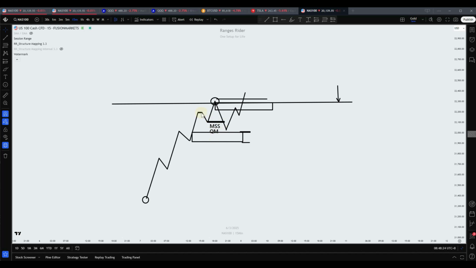And once the price took the liquidity, that liquidity point for us is a QM rather than a market structure shift. But like I said, for a lot of people, this is the market structure shift and they are looking to sell here, but we are looking to buy here, and we are expecting that the price will go to take this high.